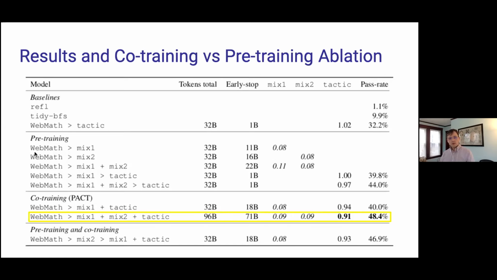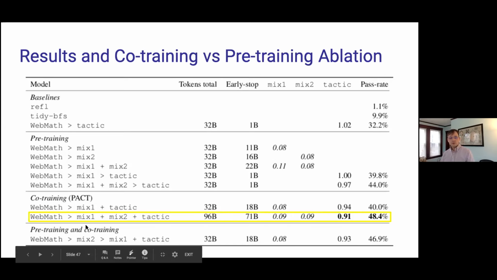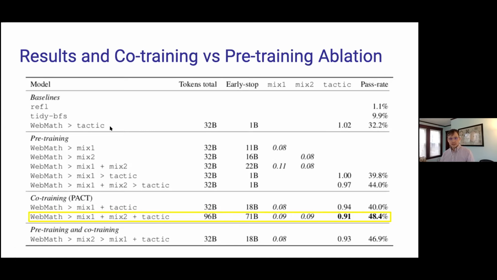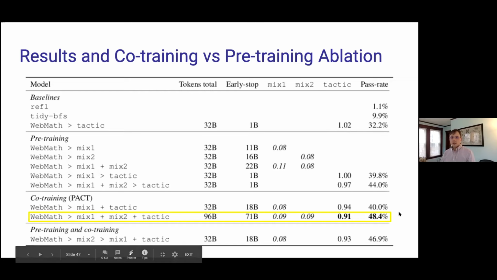We were also wondering how important it was that we were using these other data sets. If we train it without the other data sets, with just the human written tactic data, then you only get 32%. So there is a significant improvement from using these other data sets.